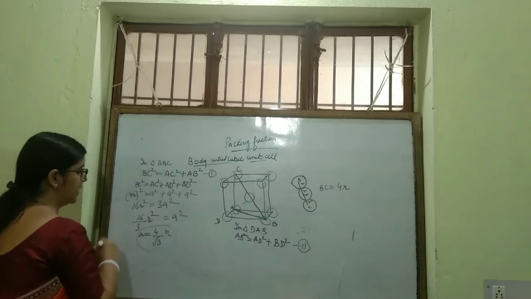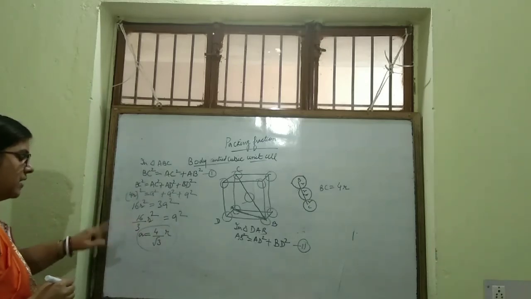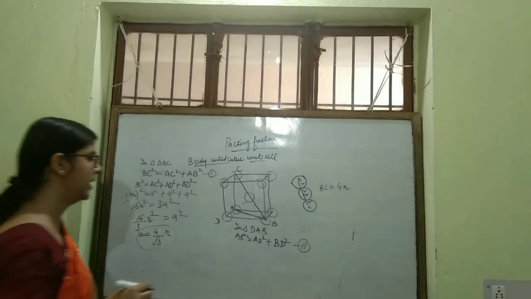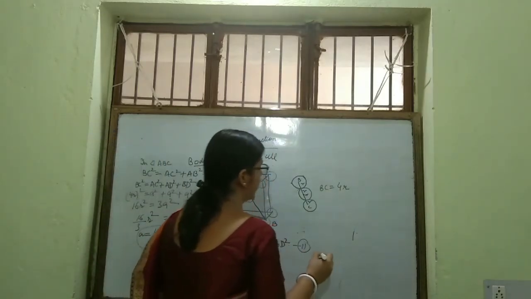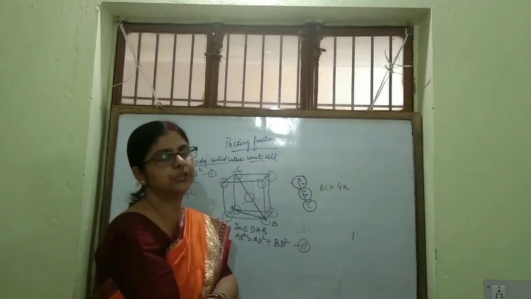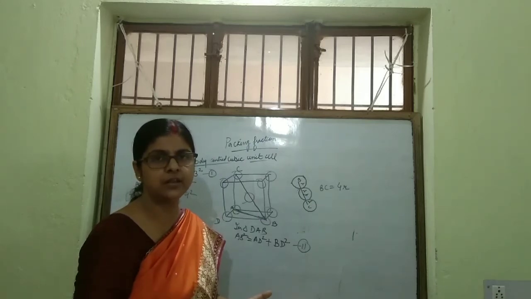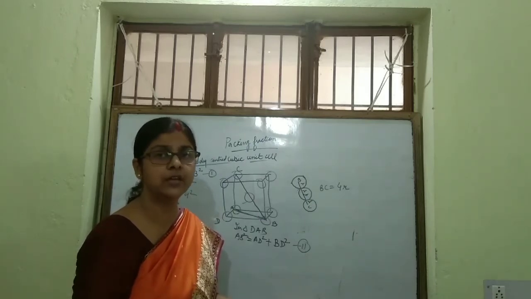Again you are getting another relationship. Very important, you will have to remember this. Okay. Now packing fraction or packing efficiency. For packing efficiency, what we'll do? We'll find out the volume of the sphere and we'll divide it by the volume of the cube.